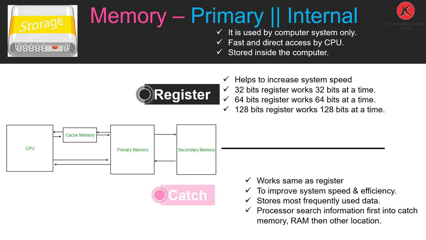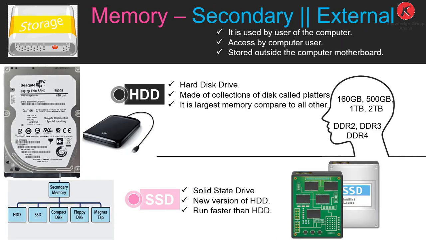Okay, so this is called a register and the cache memory. Now the next memory type is secondary memory, or we can say external memory. You can see here that it is used by the user of the computer. The main difference between primary and secondary is that primary memory is only accessible by the computer, whereas secondary memory is accessible by the computer user.